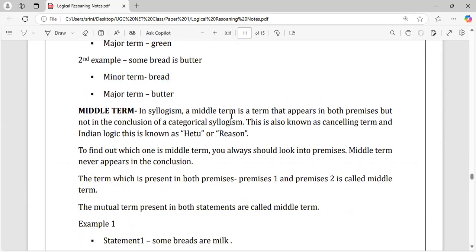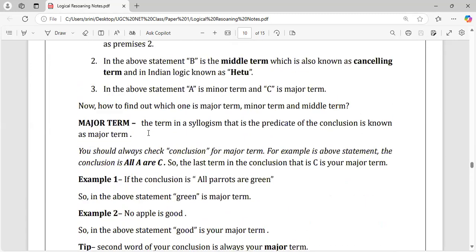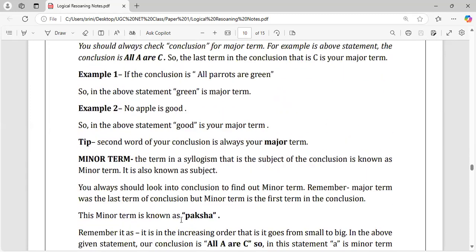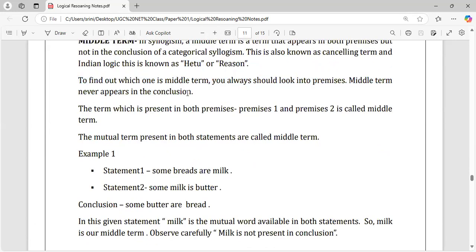The middle term is a term that appears in both premises but not in the conclusion. It is also known as the cancelling term, and in Indian logic it is known as hetu, or reason. So we can say that the major term is called sadhya, the minor term is called paksha, and the middle term is called hetu. To find out which one is the middle term, you should always look into the premises. The middle term never appears in the conclusion. The term present in both premises is called the middle term.